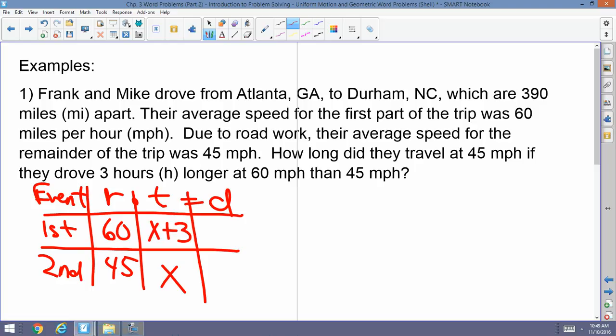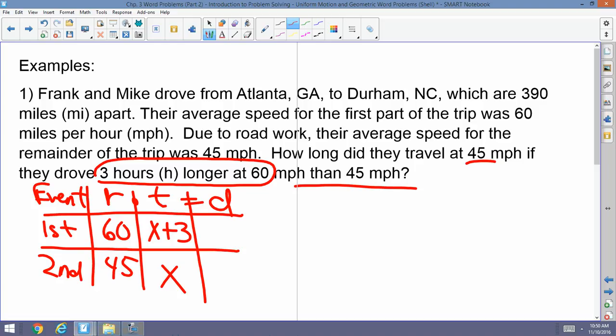I'm going to stop for 1 second. Be honest with me. Does that make sense? A lot easier than you had ever anticipated, right? Talk to me. Okay. The x plus 3. Doesn't it say here, my brother, how long did they travel at 45 miles per hour if they drove 3 hours longer at 60 than 45? Thank you, my brother. Does that make sense, gentlemen?